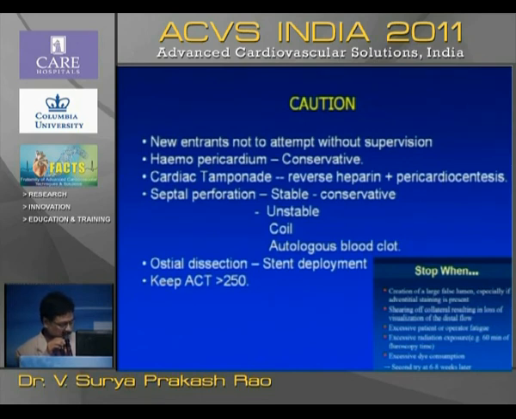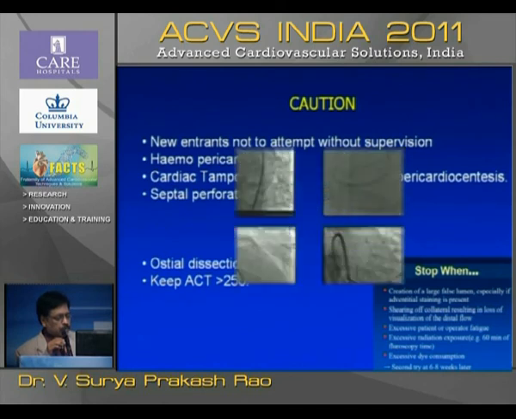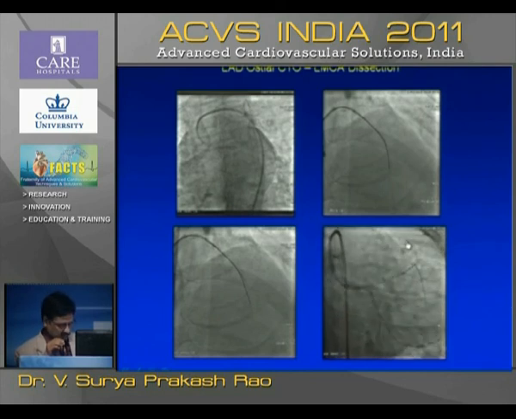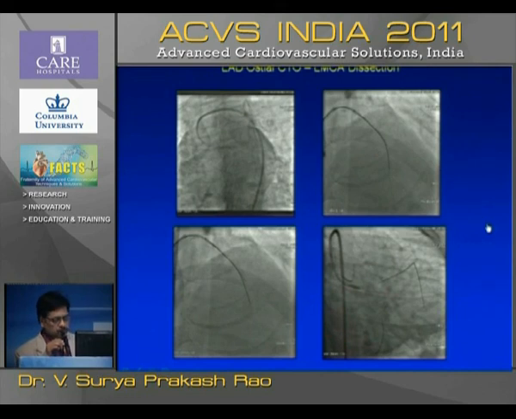This is one case where we are doing the antegrade. CTO, real CTO, 5 years duration. We have done everything, but we lost the left main. The left main is dissected. I think Surya Prakash, you finished your time. That's the reason probably. So we have to stent this patient's left main also.